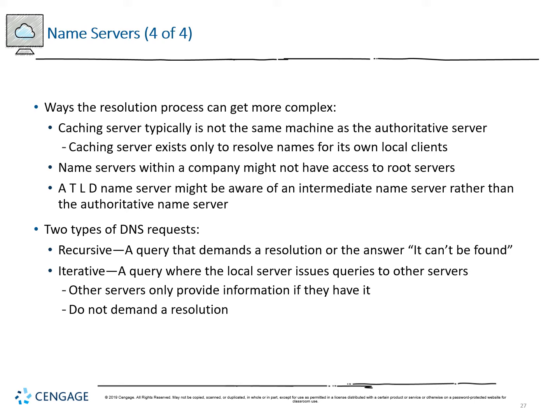There are 2 different types of requests, recursive and iterative. Recursive requests are queries that demand a resolution or an authoritative statement of, I cannot find this, meaning that that particular resolver does not have access to that particular set of information. An iterative request doesn't provide the I-can't-find-an-answer. It just looks for information, and other servers will only provide information if they have it. So it's more of a casual chat than an interrogation.